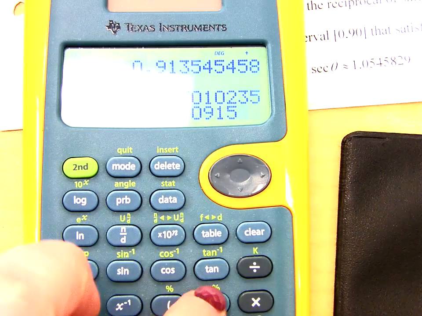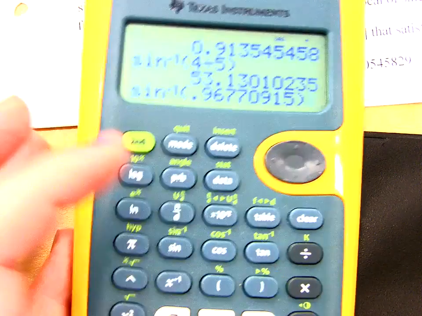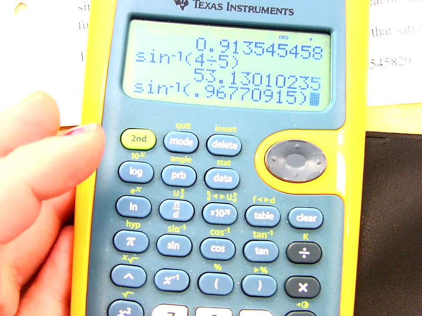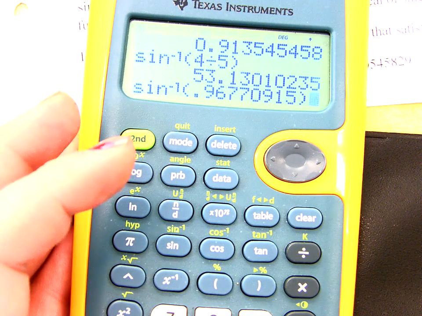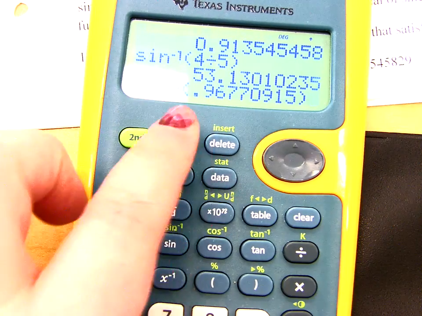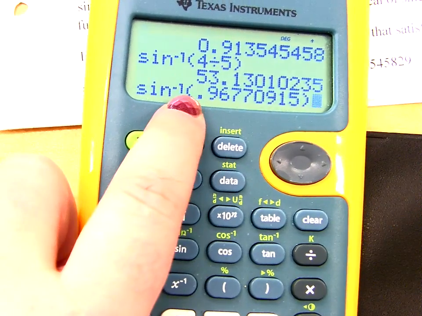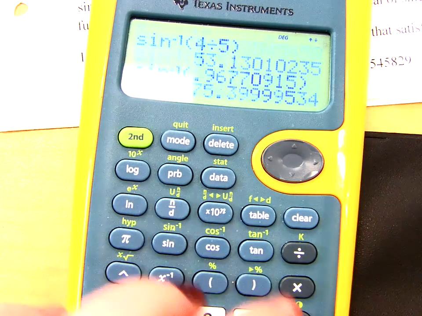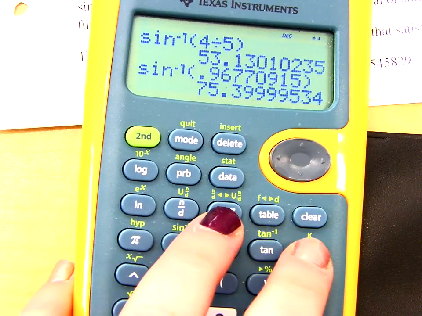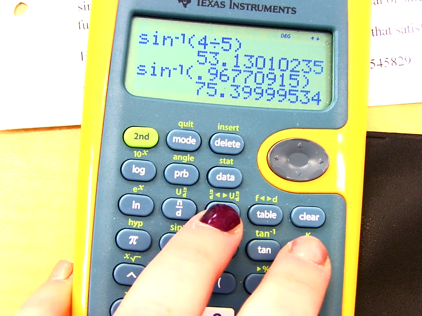0.96770915. So all you do is type in second sine. Make sure that it has the little negative 1 on it. Hit enter, and that's going to get you the measure of the angle.